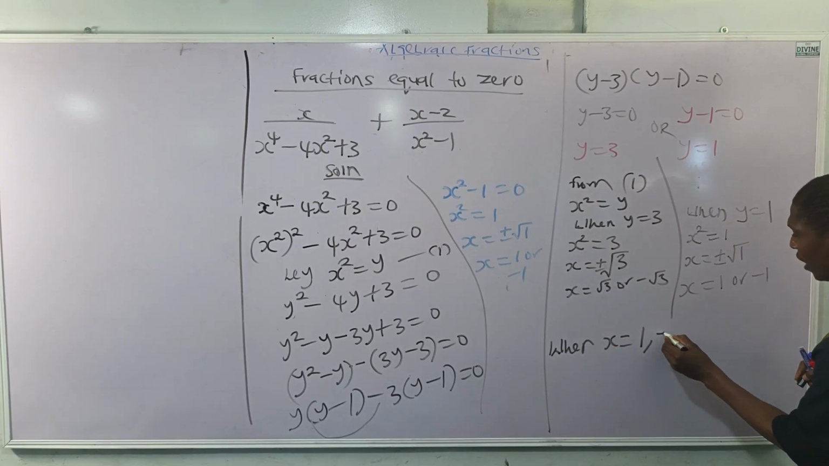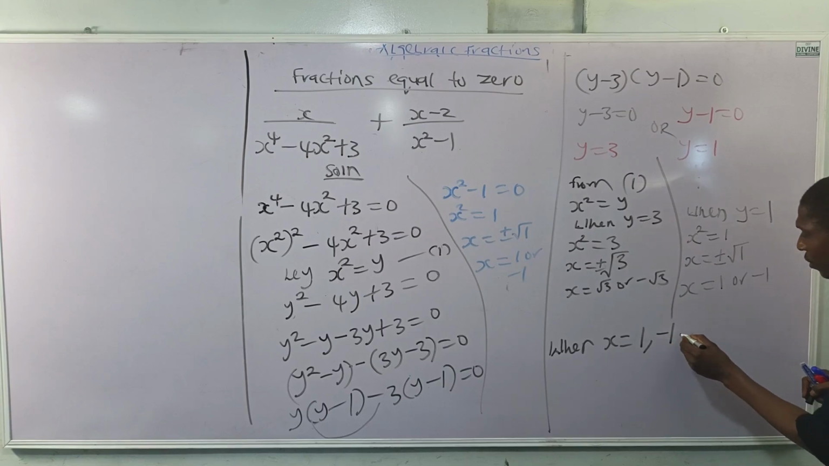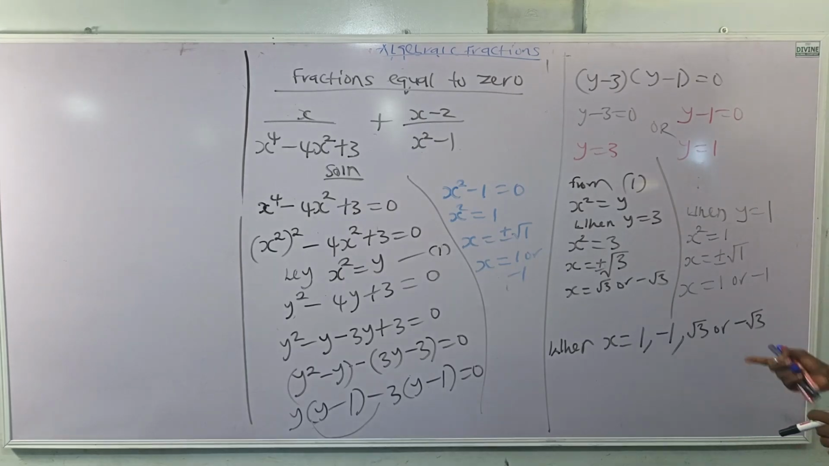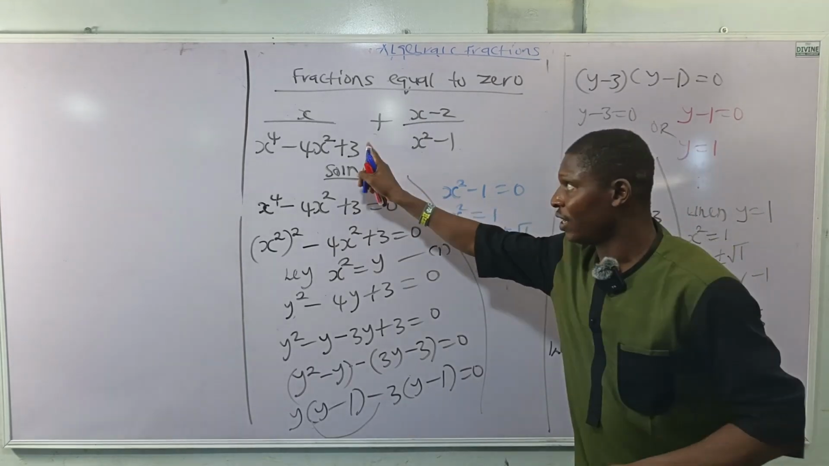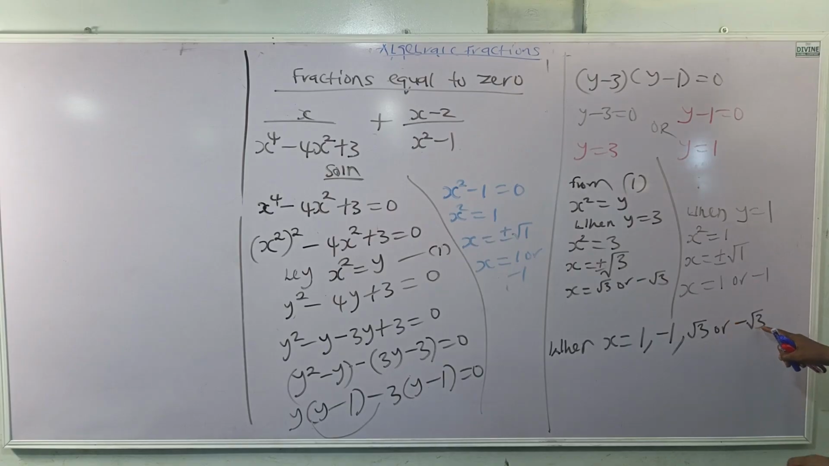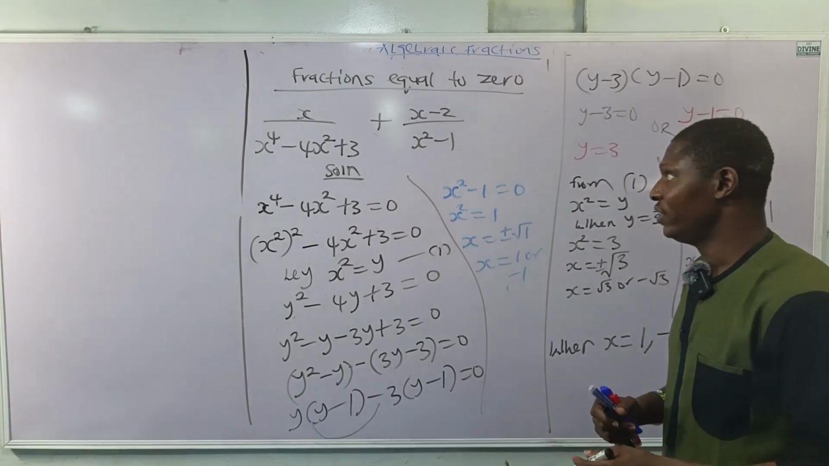1, minus 1, root 3, and also minus root 3. Remember, this gave us 1 or minus 1, and our first expression gave us root 3 or minus root 3, and 1 and minus 1. So 1 and minus 1 must not be repeated. So these 4 values make this expression undefined.